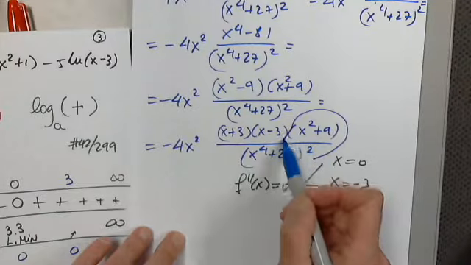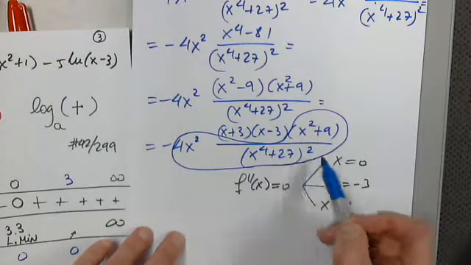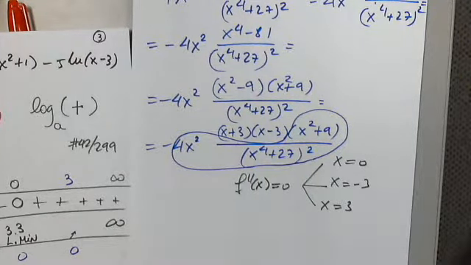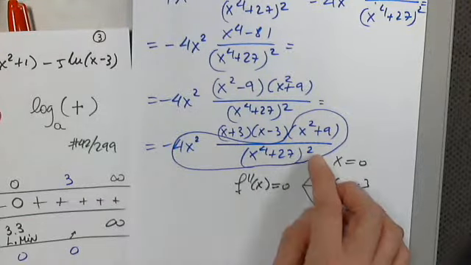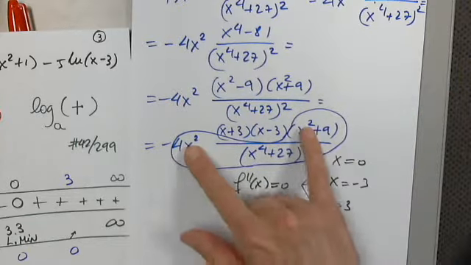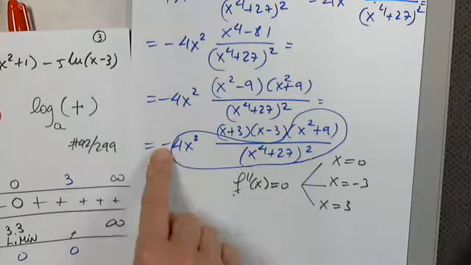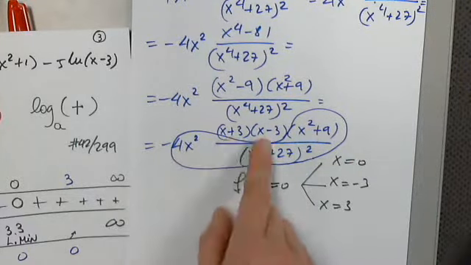Definitely this I don't need. I'm not going to even look at it. x squared plus 9 is positive, 4x squared is positive, (x to the 4th plus 27) squared is always positive. So don't even look at those. I'm looking at the negative in front, x plus 3 and x minus 3.